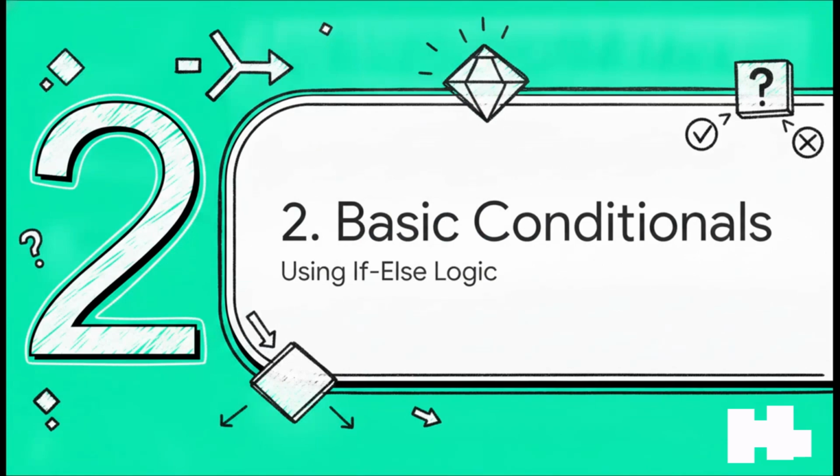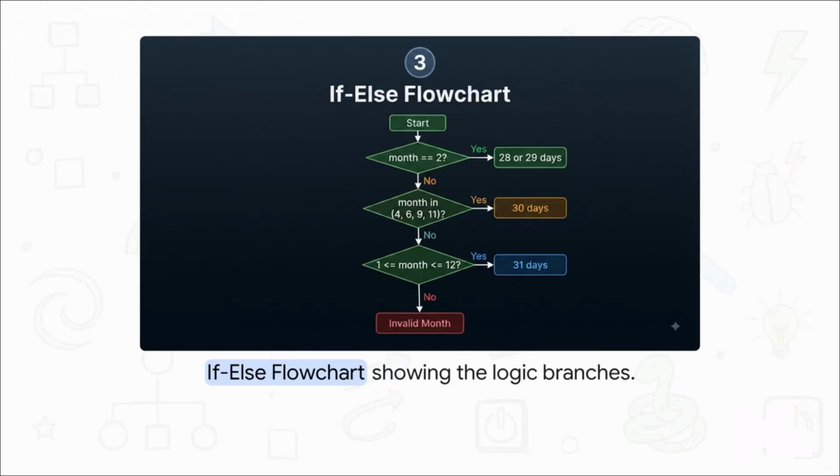Section 2. Basic conditional logic. So how do we translate those 3 buckets into actual code? Well, the most intuitive, beginner-friendly way is using classic if, elif, and else branches. It goes like this. Check if the month is 2. If yes, boom, print 28 or 29 days. If not, step down and check if it's one of the 30-day months. Still no? Step down again and check if it's a valid 31-day month between 1 and 12. None of the above? Invalid input.